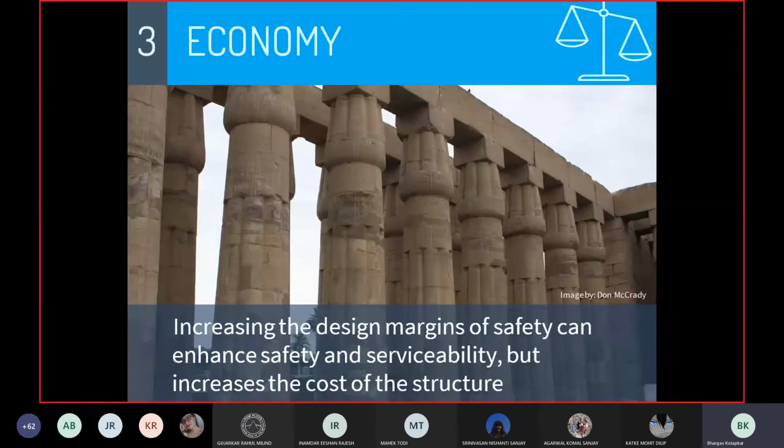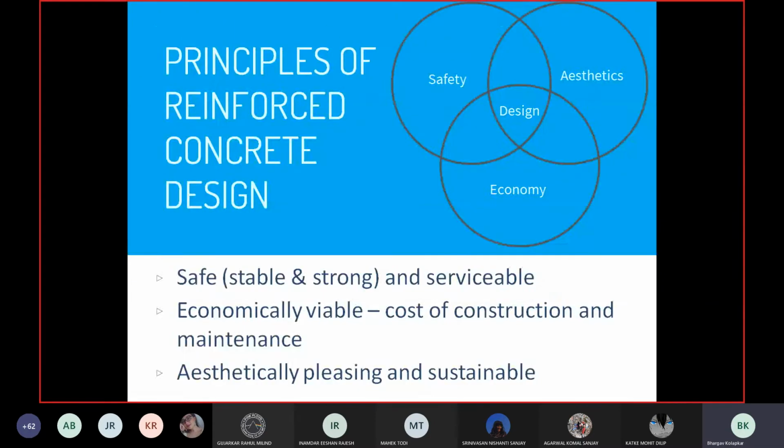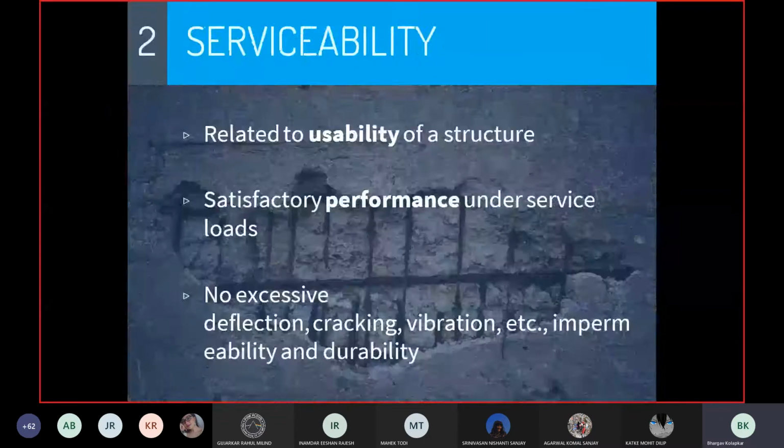The third concern is economy. Irrespective of how safe or how serviceable your structure is, if it is not economical, no one is going to buy it and no one is going to pay you money to build it. Now, increasing the design margins of safety can enhance the safety and serviceability, but increases the cost of the structure. So there always has to be a balance between safety, serviceability and economy, and that is why the diagram at the start. There always has to be a balance between the three, and that gives a perfect design.